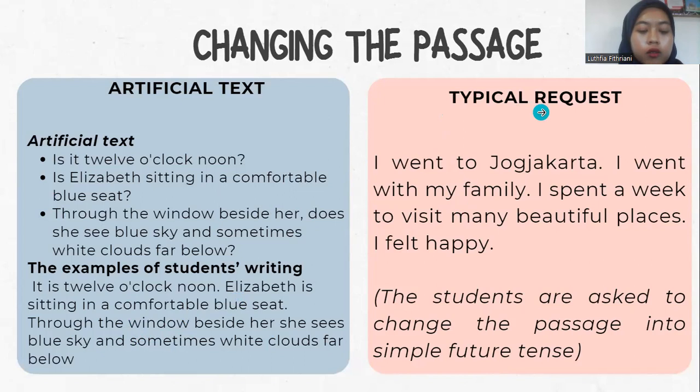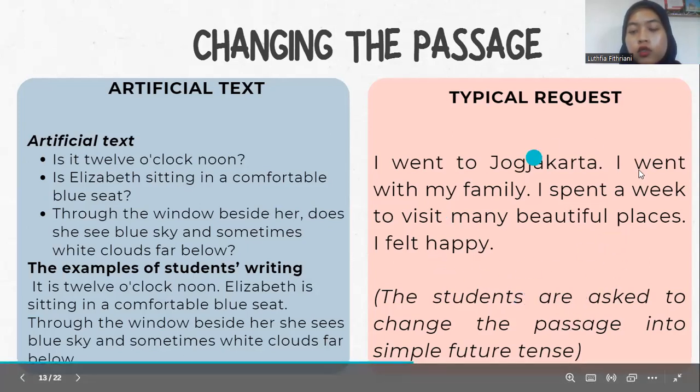While for a typical request, do you know what a typical request test means? In this type of test, the teacher will provide a passage. The students are required to change the passage into another form. For example, the teacher will give this passage to the students. The passage is written in simple past tense, and the teacher can ask the students to change the passage into simple future tense.